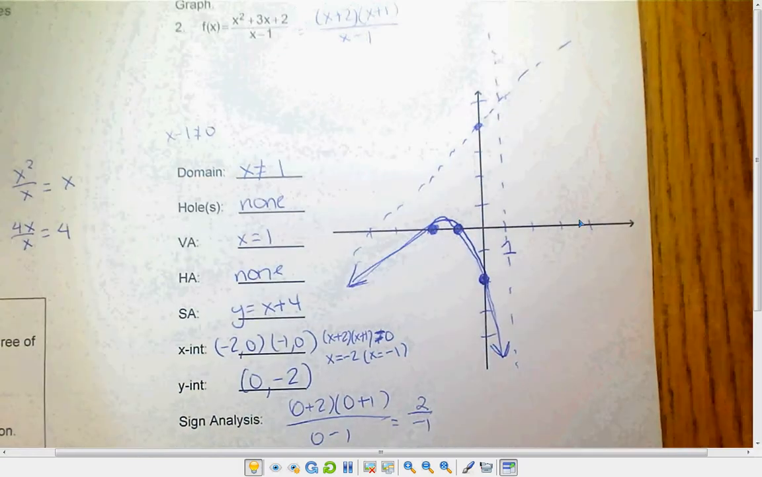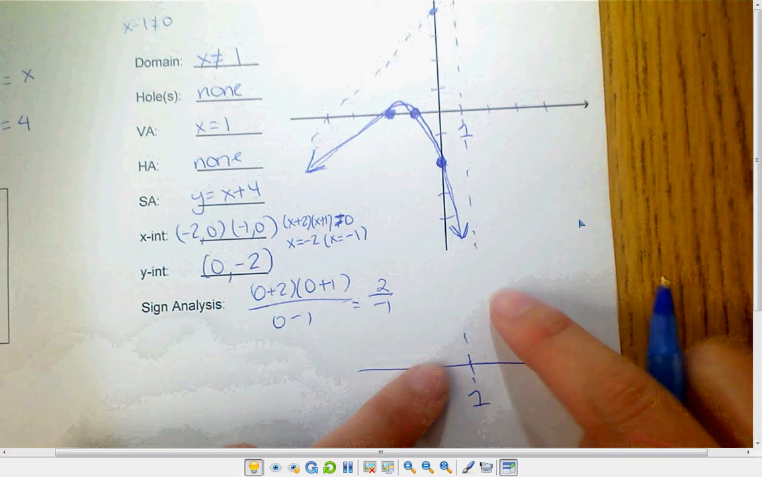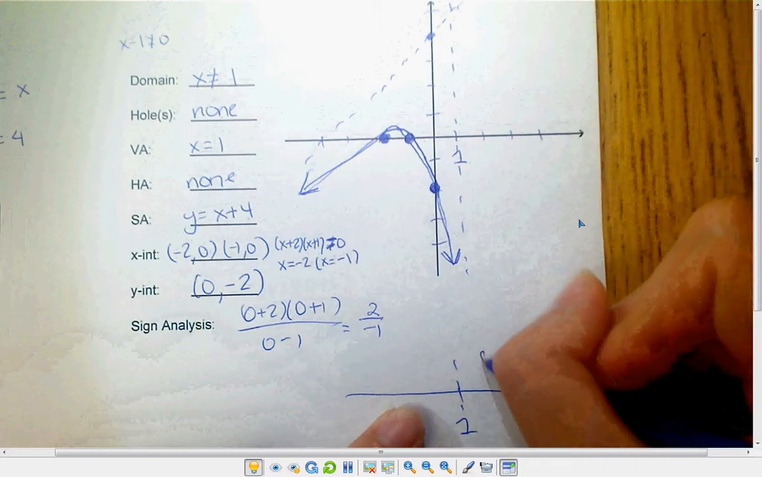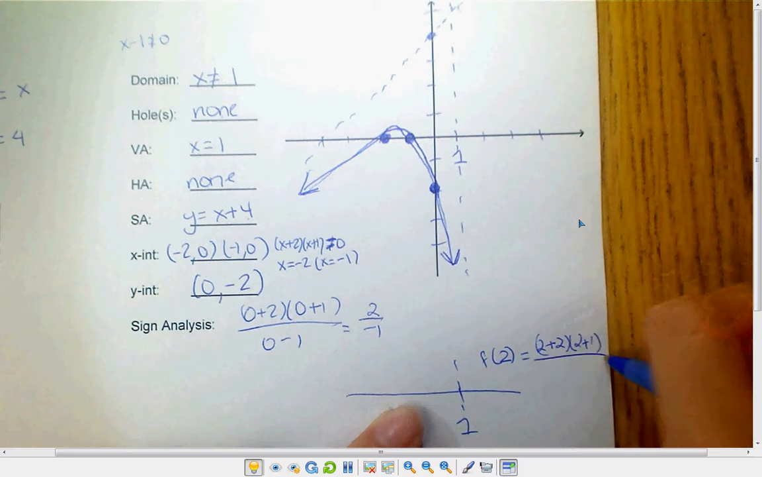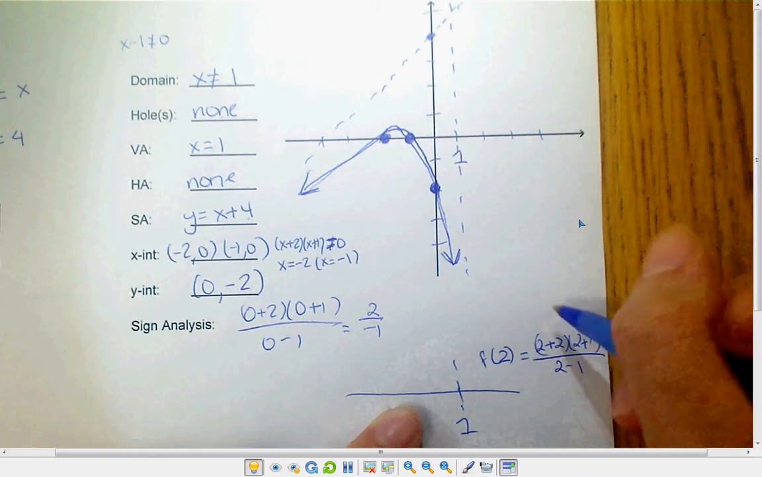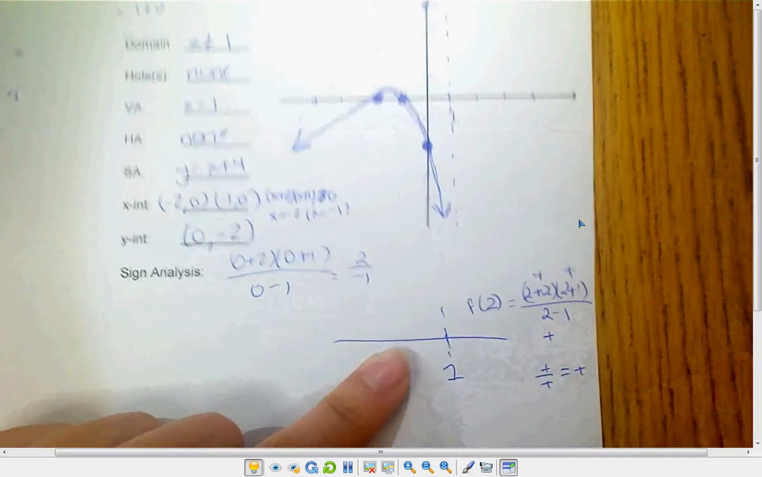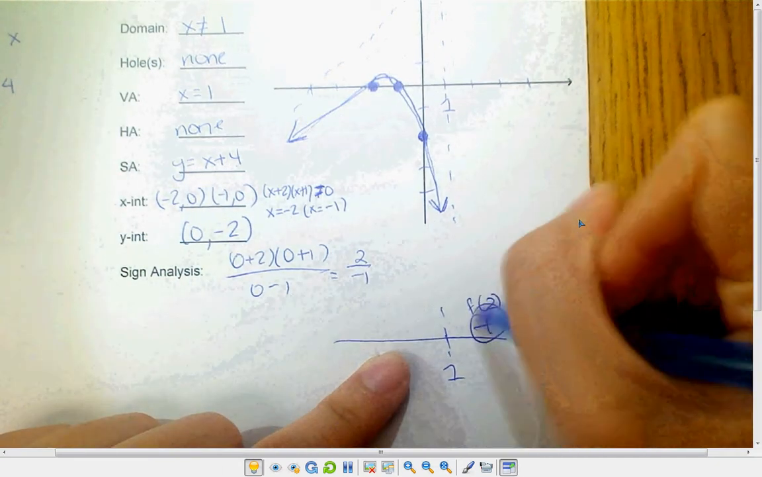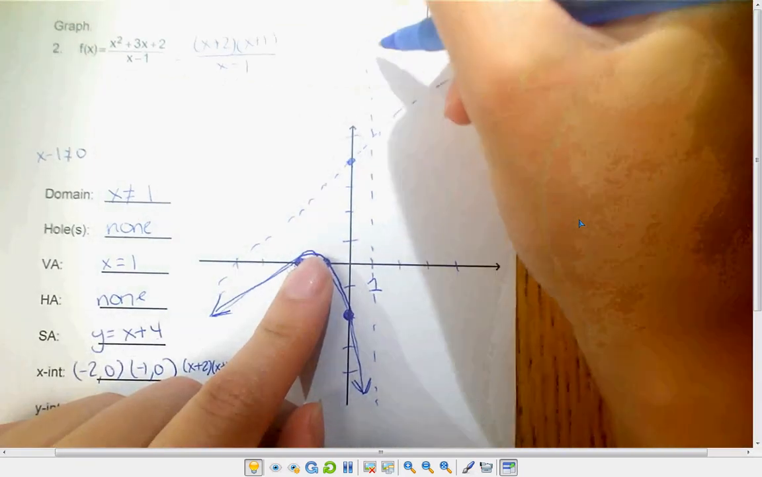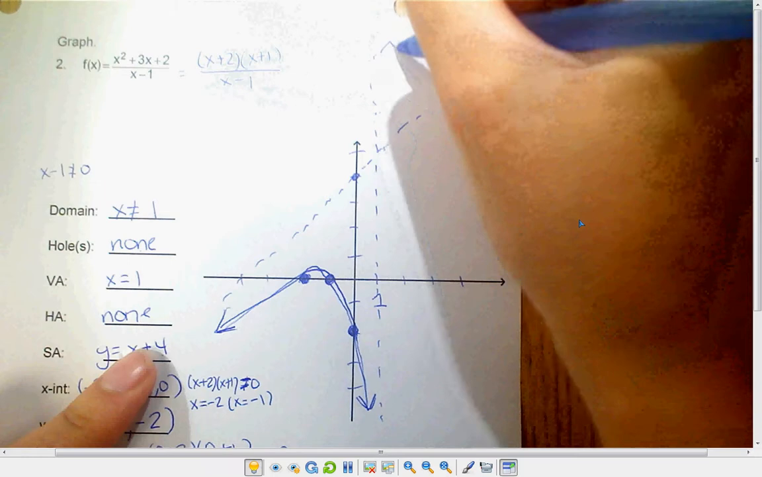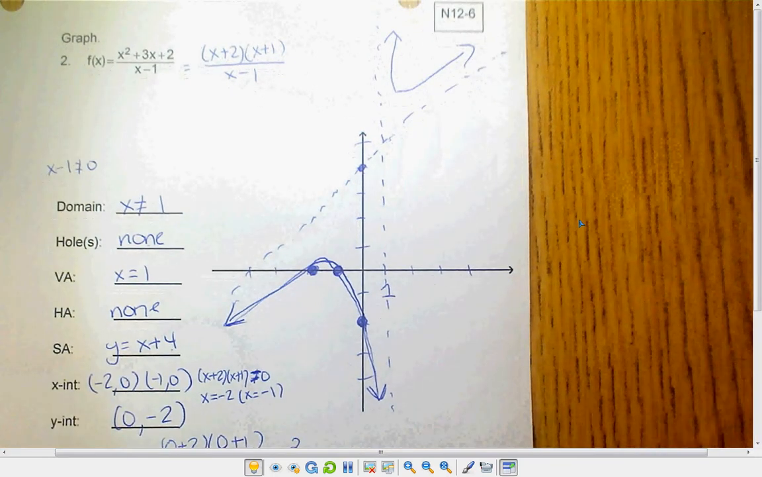To figure out what's happening on the right side of 1, let's pick a number on the right of 1. So let's say 2. If we plugged in 2, this would give me 2 plus 2, 2 plus 1, 2 minus 1, which is a positive, positive, and a positive, which gives me positive divided by positive, which is positive. So I know this side above the 1 should be positive. So this time I want it to be above the slant asymptote. And so it's actually going to be up here, going towards both asymptotes.